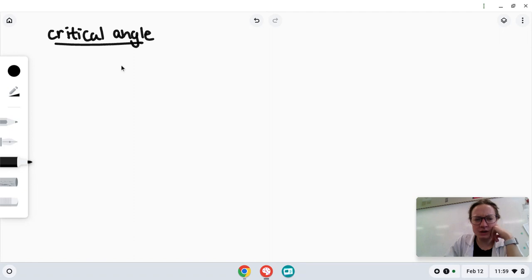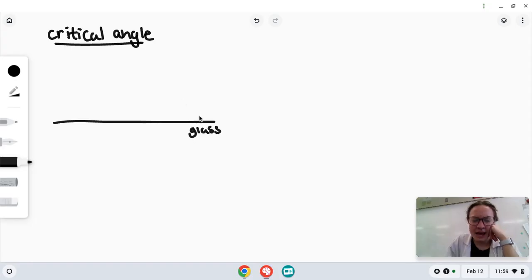Here's the idea of a critical angle. You could imagine that I could get into a situation where I have two materials, a denser one like glass, and a less dense one like air. And let's say that I have this normal line between them like this. And now let's say that I have an incoming light ray coming from the glass and it's on its way into the air like this. So I have an incoming light ray this way.